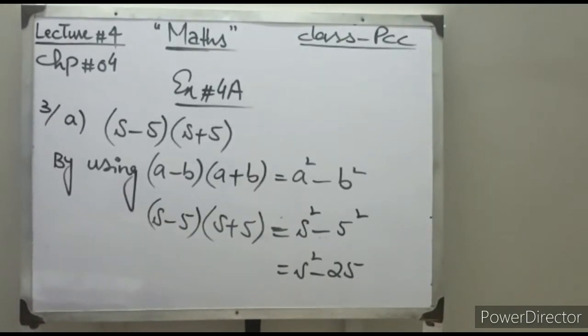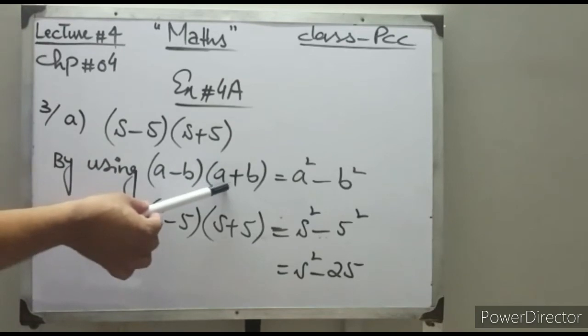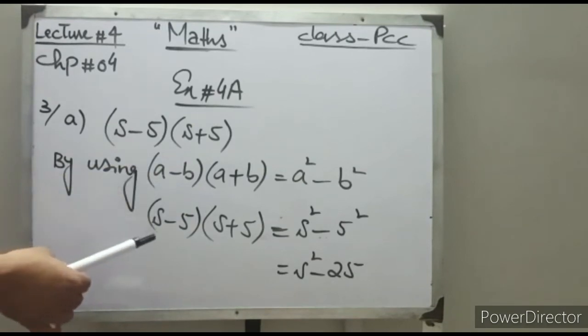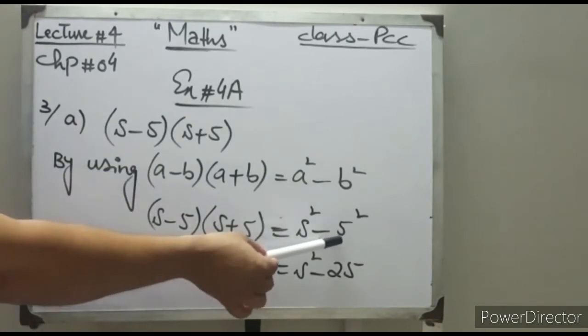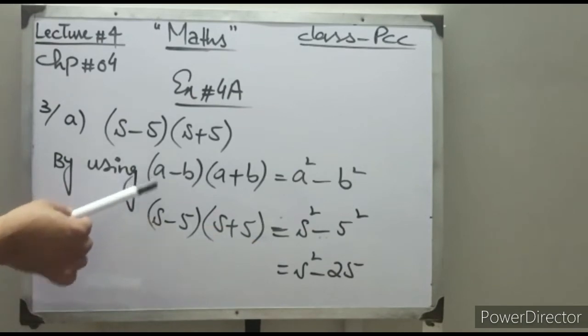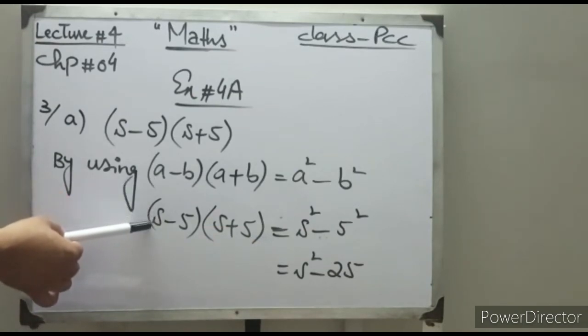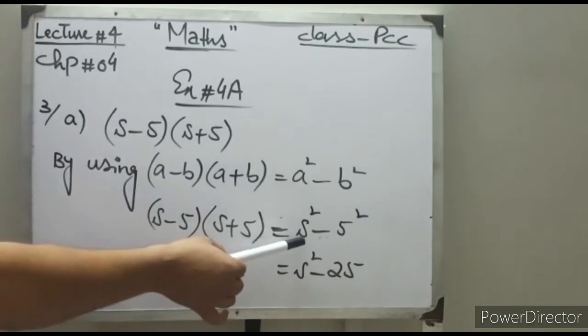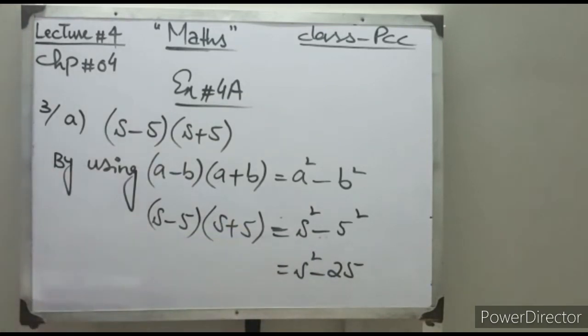Students, question number 3 part A. In this question we will use identity number 3, difference of two squares. In this question we have (s minus 5) into (s plus 5). The third identity is (a minus b) into (a plus b) is equal to a square minus b square. Then according to this rule we will write s square minus 5 square. Here s is in the place of a and 5 is in the place of b. So this will become s square minus 25.